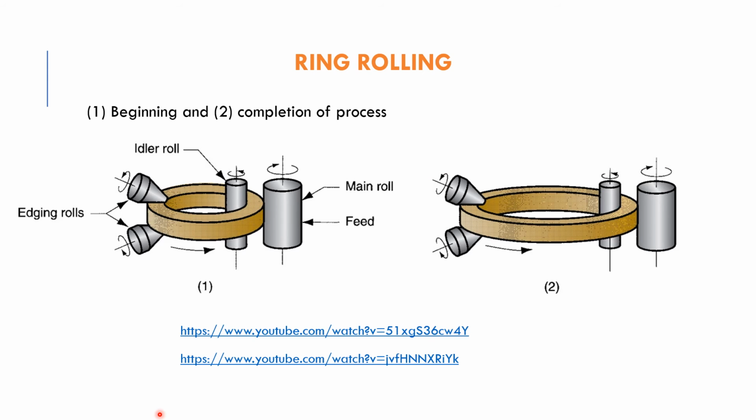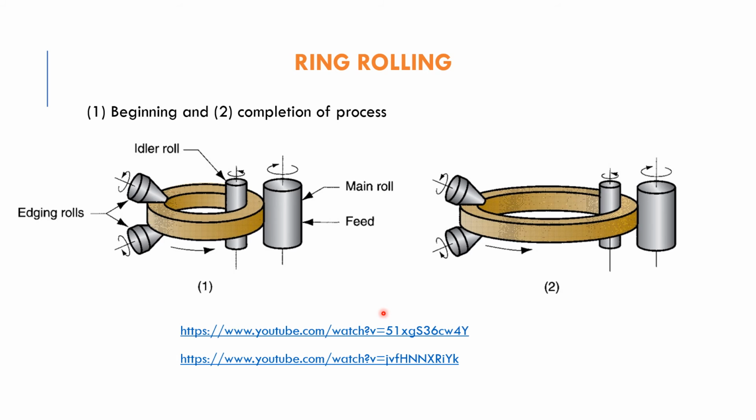At first, the ring rolling will start with a ring of the metal itself, and then when it goes into this process, there will be a reduction of the thickness by using these two rollers, the idler roller and also the main roller, and the edging roller will reduce the thickness on this area. So two processes happen at one time. The thickness on this area and the thickness from this area are reduced at the same time. When this happens, the diameter of the ring will start to increase. So this is how ring rolling takes place.